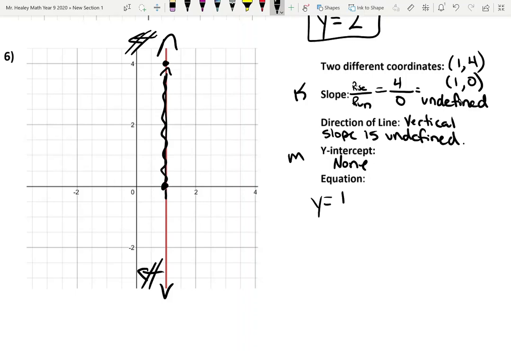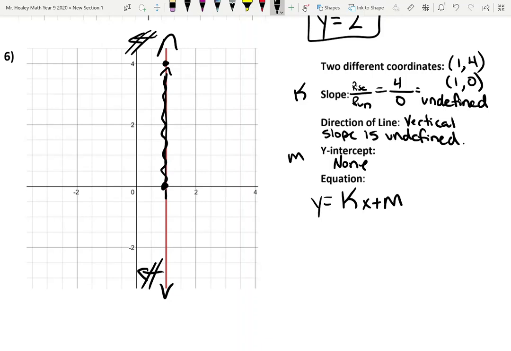This is where it gets a little bit tricky. We always know that the equation of every straight line is y equals kx plus m. Well, k is undefined. There's no slope, so we don't know what to write there. Our m value, there's no y-intercept, so we can't write anything there. So we need to really think outside the box.